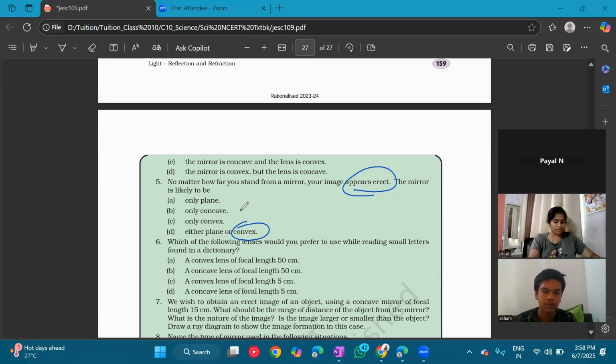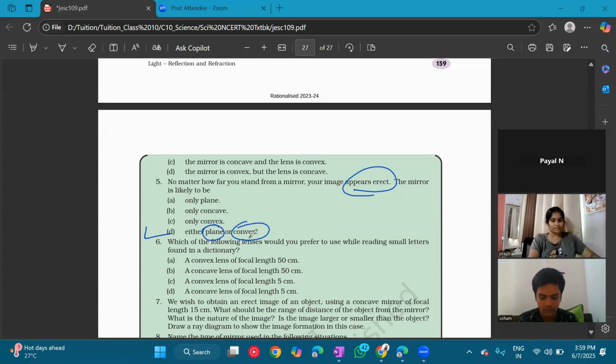Before sitting for the lecture, did you see yourself in the mirror? Did you look erect or were you upside down? I guess you were upside down, right? Soham was upside down. No? Then yes, this is your answer.